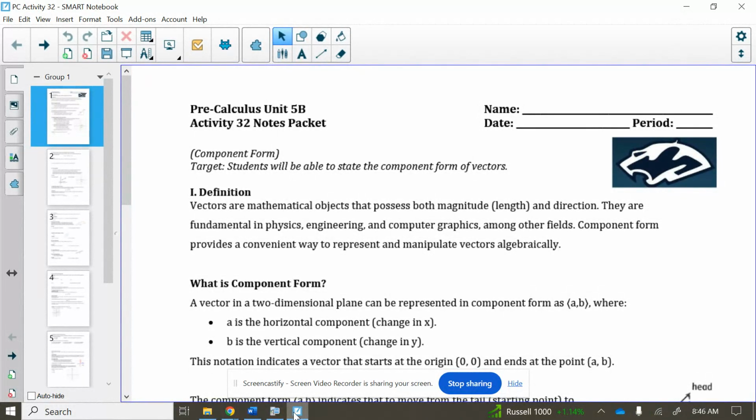And welcome to Activity 32. Today we are going to start talking about vectors and mainly their component form and magnitude.